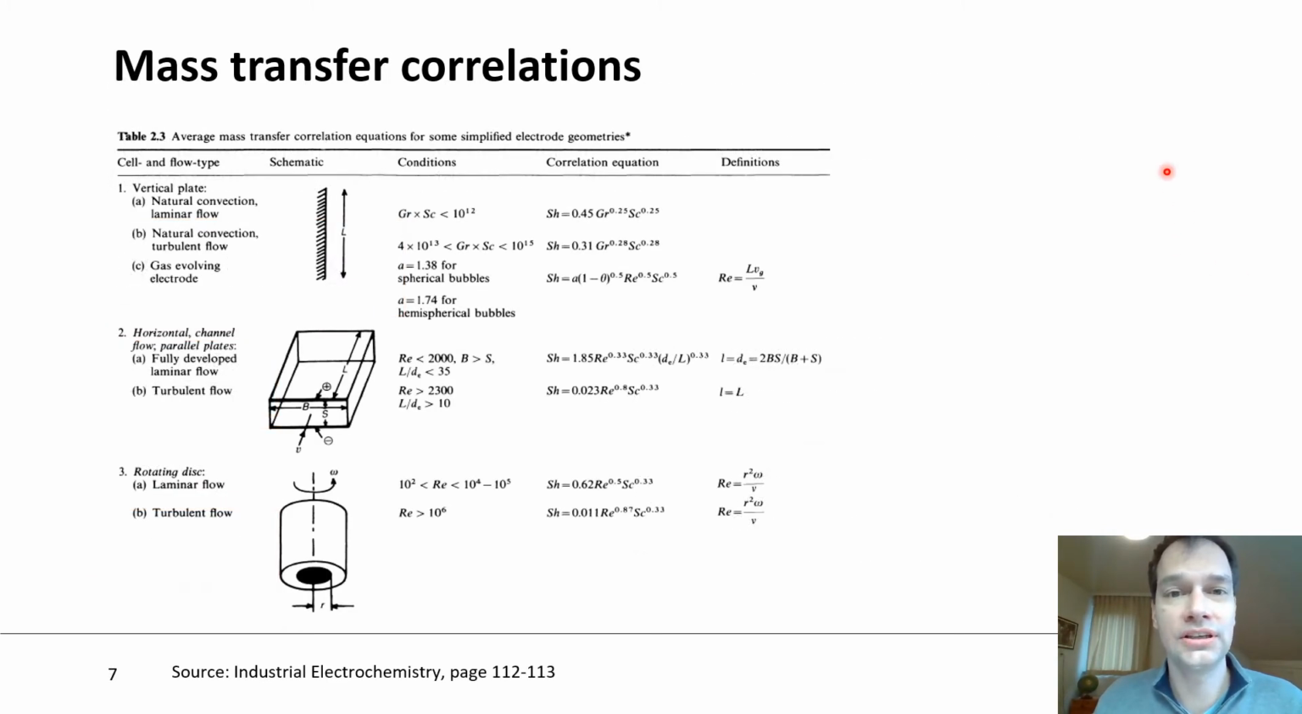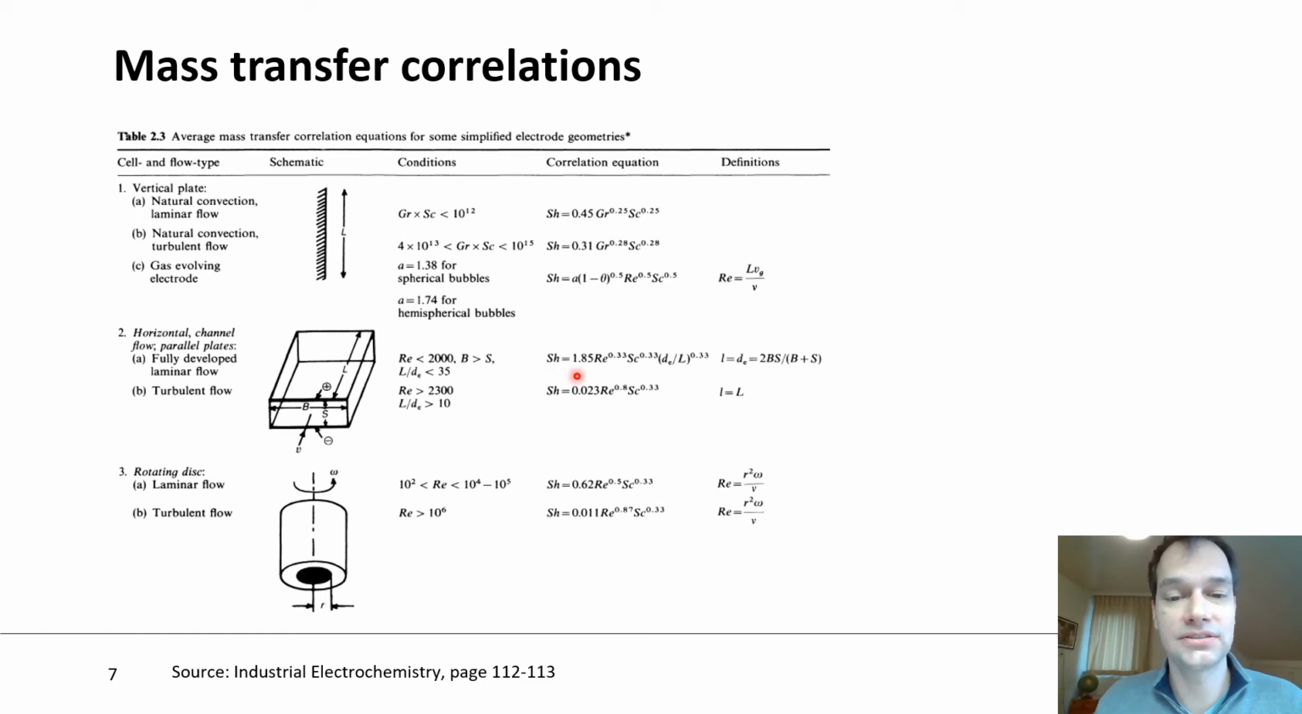And here you see a number of these mass transfer correlations for typical electrochemical reactors. And especially the second one, the parallel plate system, is something we see very often in an electrochemical reactor. Because you have an anode, a plate, and you have a cathode, another plate. You don't want to make the distance between these too large because of ohmic resistance, and hence you have a parallel plate system. So this we see very often, and here you see certain mass transfer correlation.